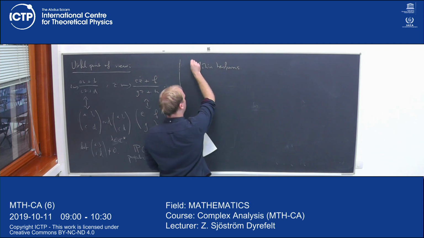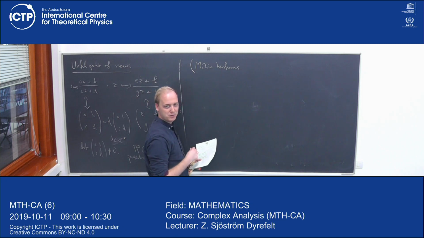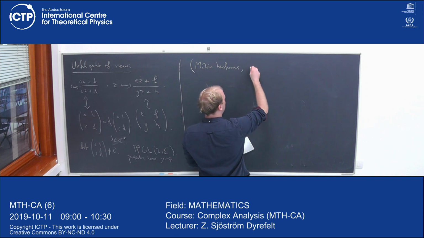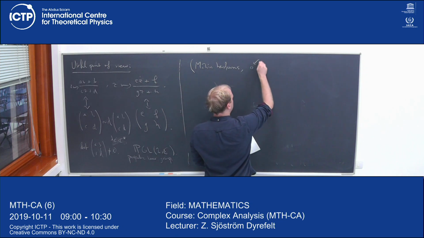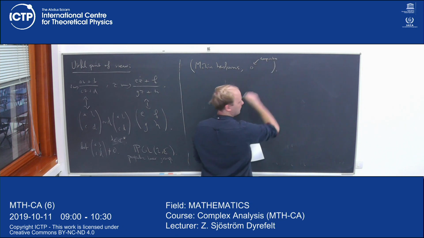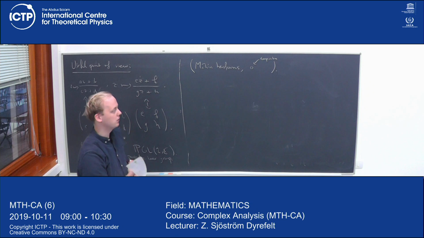Sometimes I use the word transform, sometimes transformation. For me, they are the same. I don't know if it is the correct usage. So Möbius transforms with operation, this is the operation, composition of such maps. So what does this correspond to?